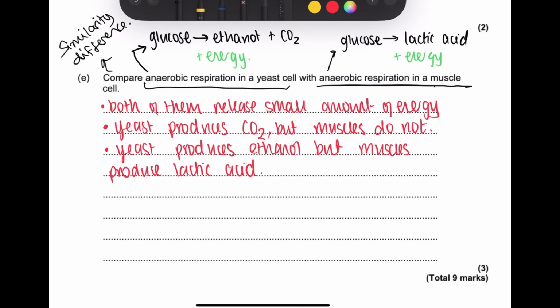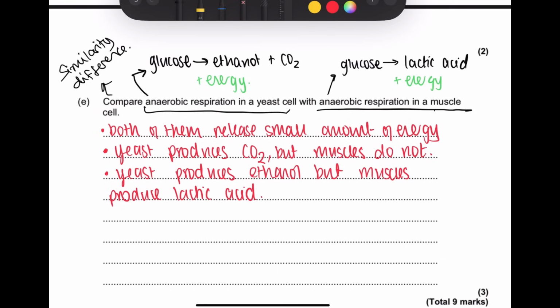How we can put this is that we are going to put what the equation is in yeast cell anaerobic respiration, and what the equation is in muscle. So this is the equation in yeast cell. Glucose goes into ethanol and CO2, and energy is the byproduct. That's why we do it.